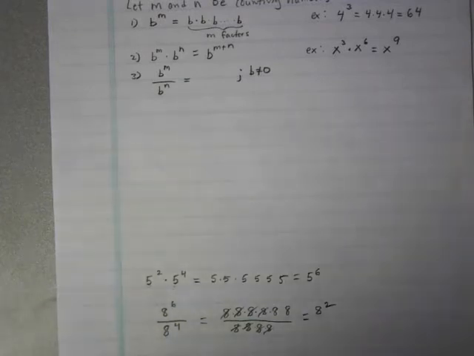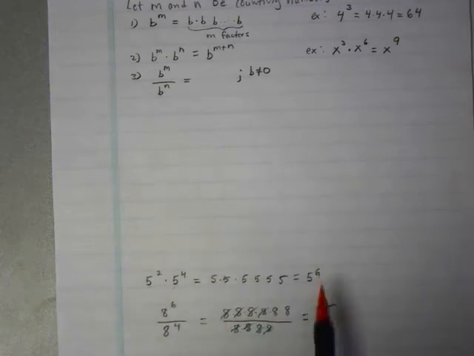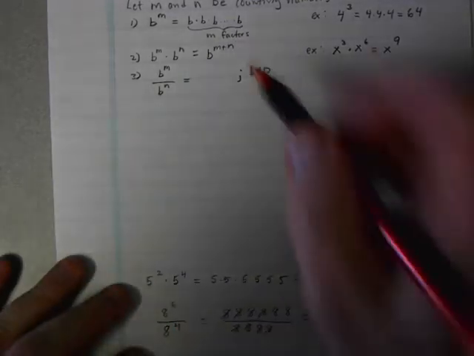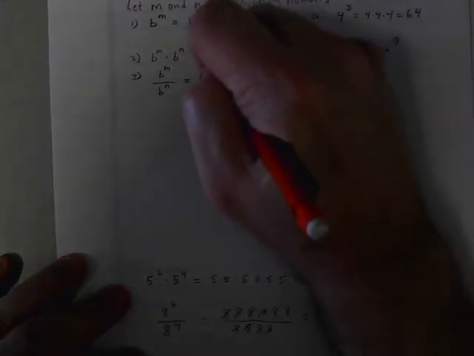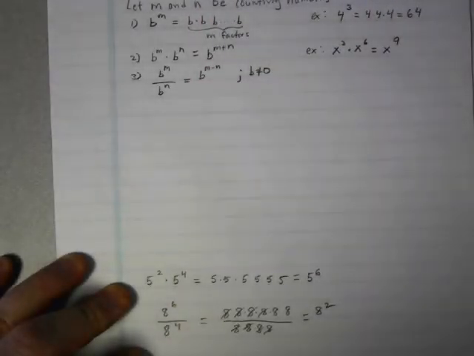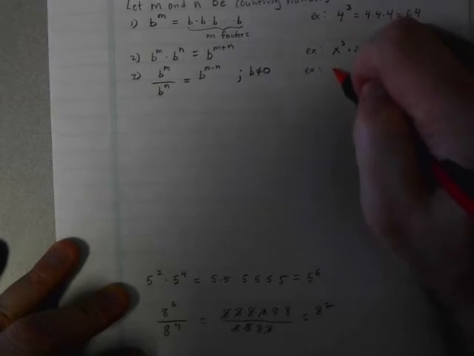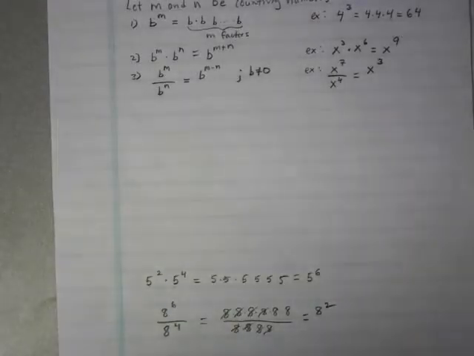This shouldn't come as a surprise. When we multiplied, we added our powers. When we divide, 6 minus 4 is 2, we subtract our powers. So this is b to the m minus n. As an example, if I gave you x to the 7th divided by x to the 4th, you would tell me it's x cubed. You just subtract your powers, 7 minus 4.